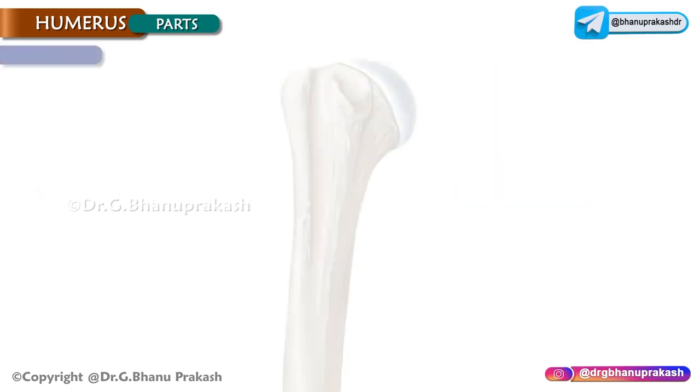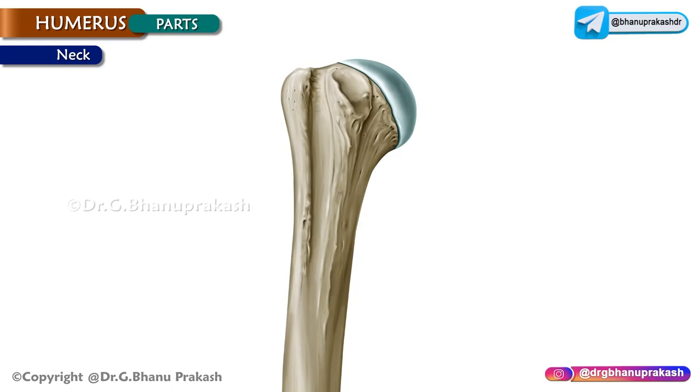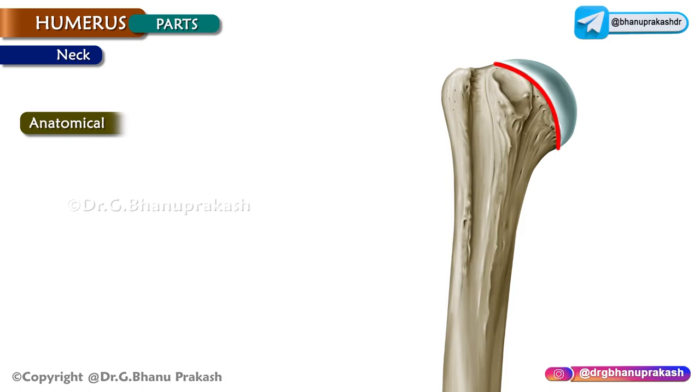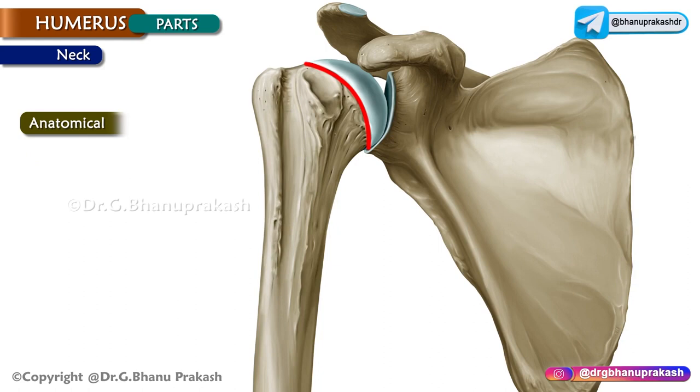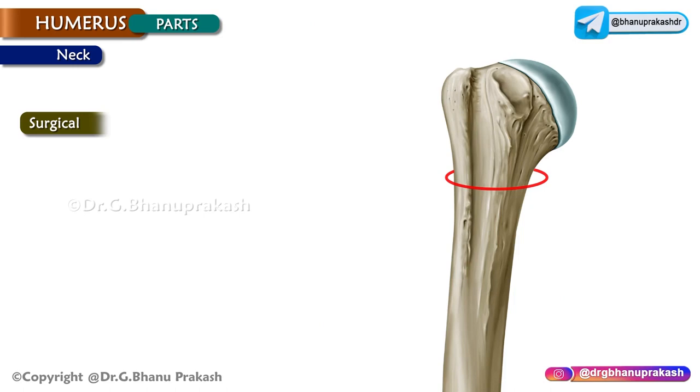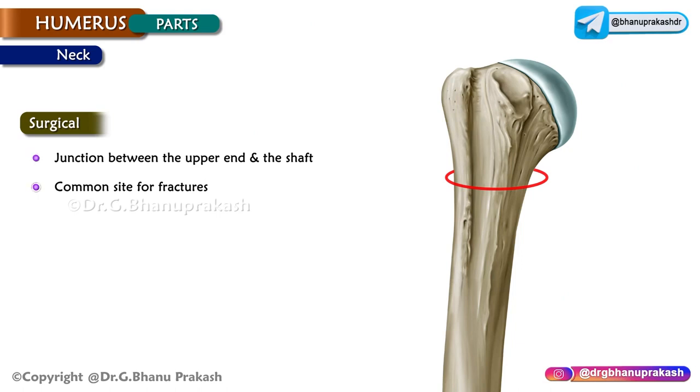joint. Neck. There are two necks, anatomical and surgical. The anatomical neck is the constricted portion surrounding the head. It gives attachment to the capsule of the shoulder joint except inferomedially. Surgical neck. It is the junction between the upper end and the shaft and is a common site for fractures.